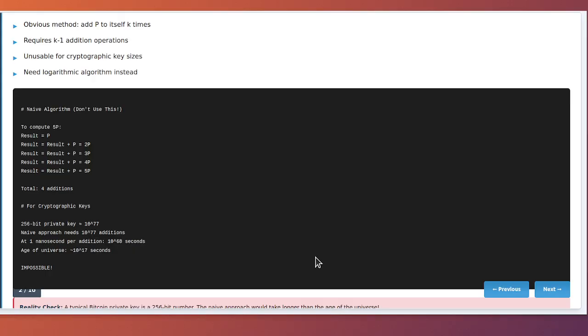How do we compute powers of 2 efficiently? Through repeated doubling. 2P is just P plus P, then 4P equals 2P plus 2P, which we can compute by doubling 2P. Then 8P equals 4P plus 4P, computed by doubling 4P. Each doubling gives us the next power of 2. For a k-bit number, we need only about k doublings plus a few additions, a logarithmic algorithm instead of a linear one. This is the double and add method.